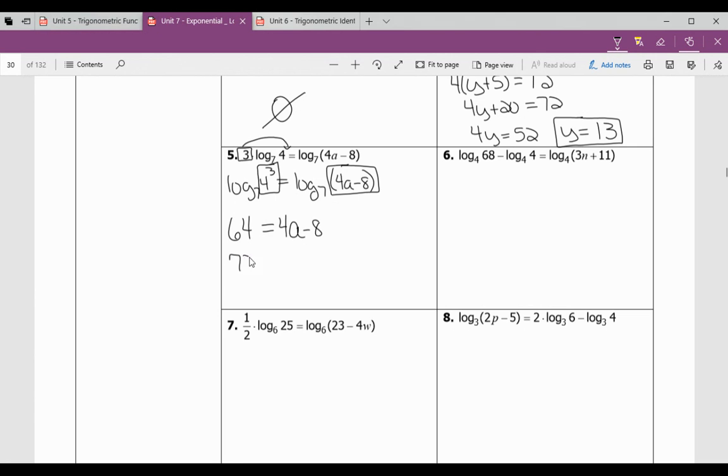Add my 8, I get 72. And when I divide by 4, double check my math, I believe you get 18. Okay. Now, I only have one place that I have to check, because there's only one number with an A. So 4 times 18 is 72, and 72 minus 8 stays positive. So I can keep that as my number.